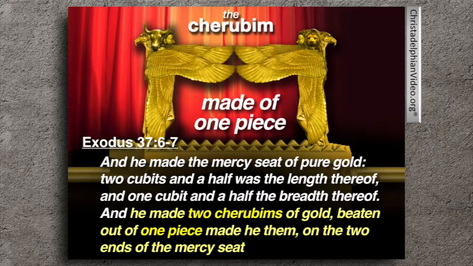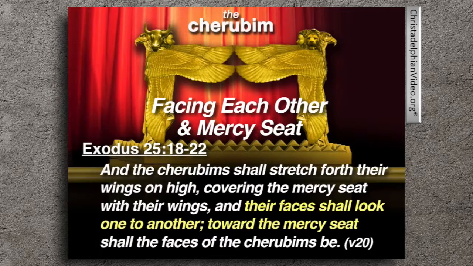And so we have this picture in Exodus chapter 25 and verse 18, that the cherubim shall stretch forth their wings on high, covering the mercy seat with their wings, and their faces shall look one to another. Toward the mercy seat shall the faces of the cherubim be. They face each other, brothers and sisters, and they're facing that mercy seat.